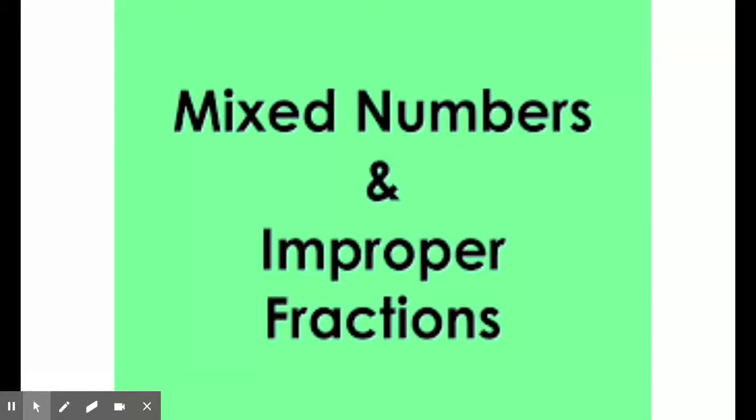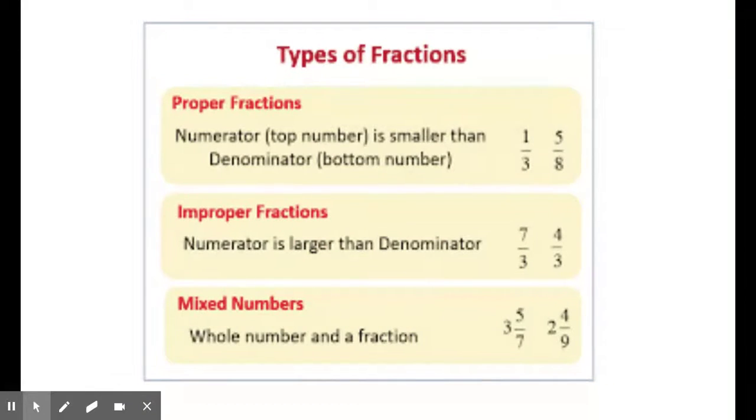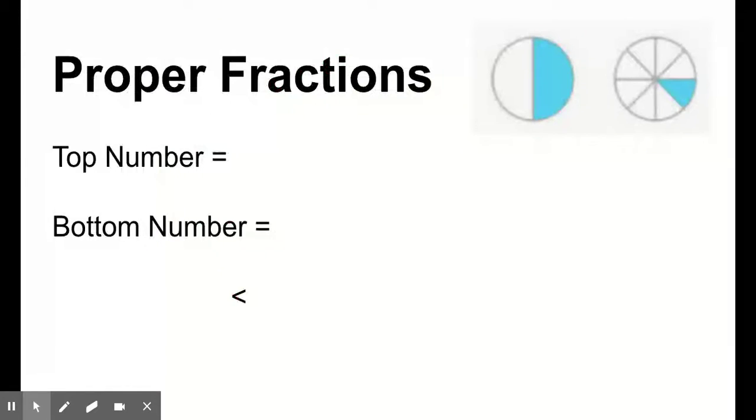We are talking about two types of fractions, mixed numbers and improper fractions. There are actually three types that we're going to deal with. You guys are really good at proper fractions, where the numerator, the top number, is smaller than the denominator. There are also improper fractions, where the numerator is larger than the denominator, and mixed numbers, whole numbers and a fraction. So it's like a whole number and a proper fraction. So just a reminder of proper fractions.